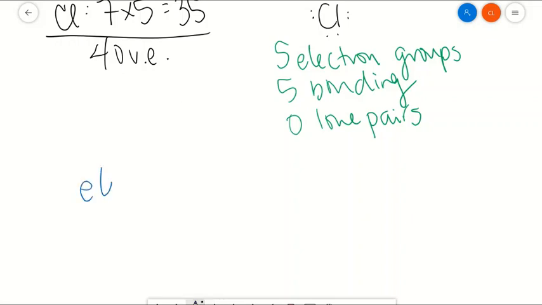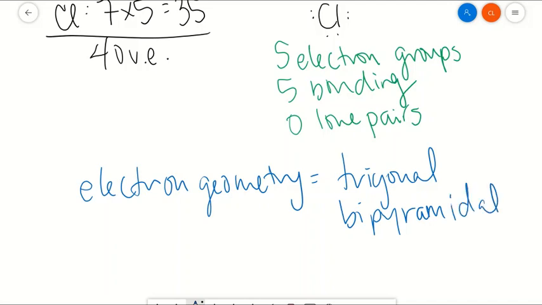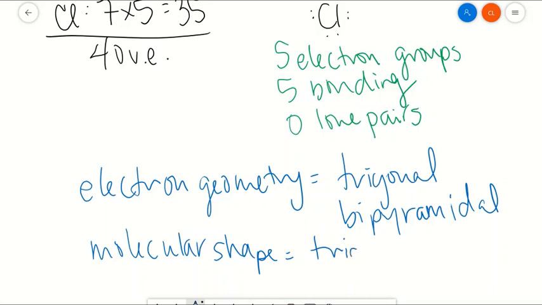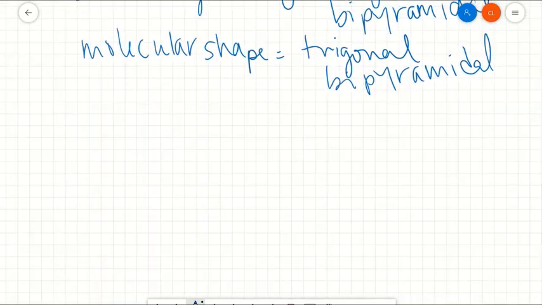All right, so in this case, electron geometry is trigonal bipyramidal, and the molecular shape or molecular geometry is also trigonal bipyramidal. All right, so that's our first one with steric number 5.